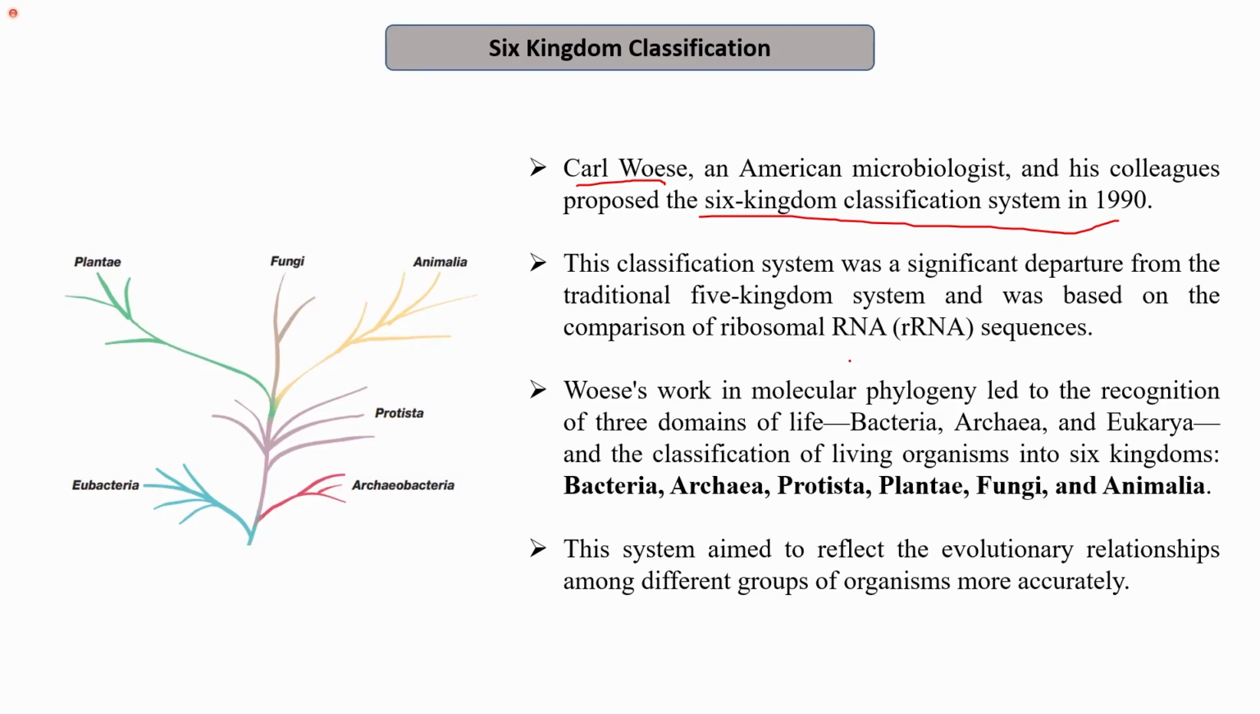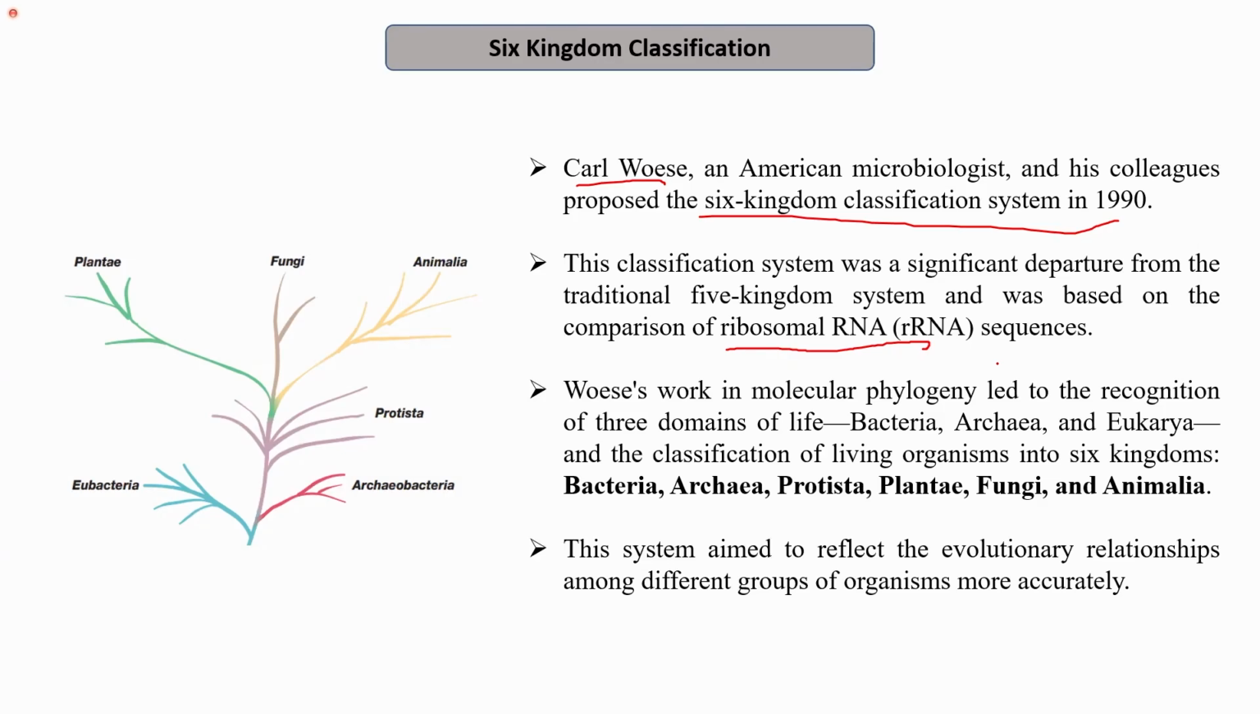So to compare the different organisms, Carl Woese basically used the comparison of the ribosomal RNA sequences, which is also known as the rRNA sequences. Based on the comparison of rRNA sequences, this classification system reflects the evolutionary relationship between the organisms, and based on that phylogenetic or evolutionary relationship, the organisms were placed into the different kingdoms.